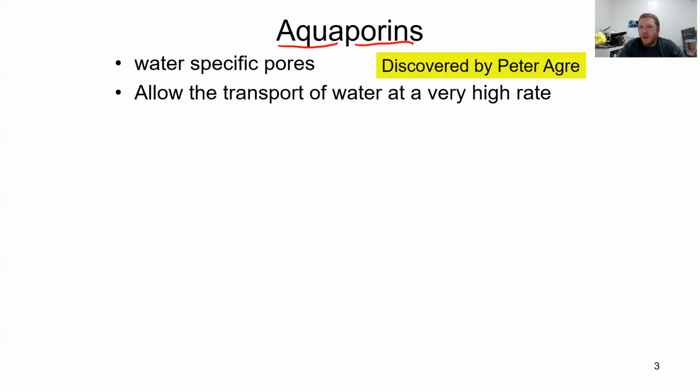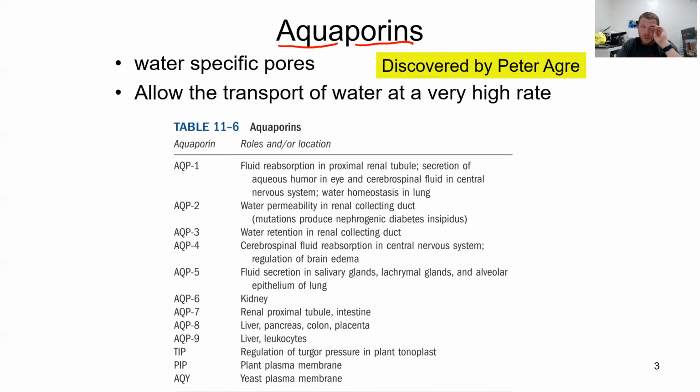These were discovered by Peter Agre. This is just a list of different aquaporin proteins. What I'd like you to take away from this is, I don't want you to know those names, those identifiers, but instead I want you to think about how ubiquitous they are. So if we look down here at AQP8, we've got liver, pancreas, colon, placenta. And there's an aquaporin within the yeast plasma membrane. They do the same thing. They move water across the membrane, a lipid bilayer.